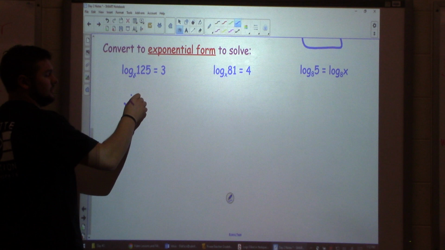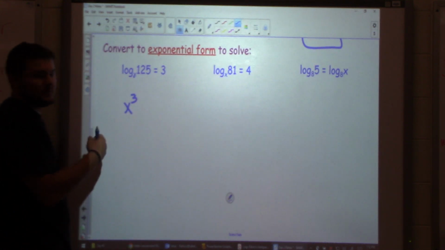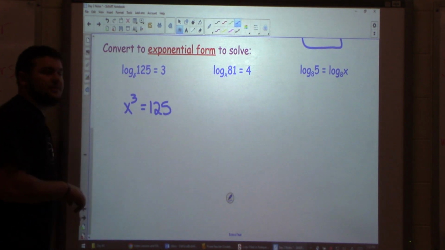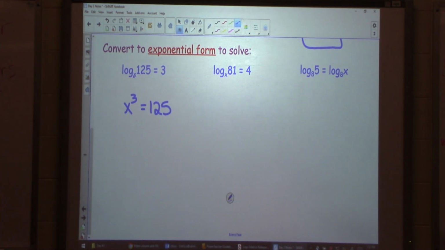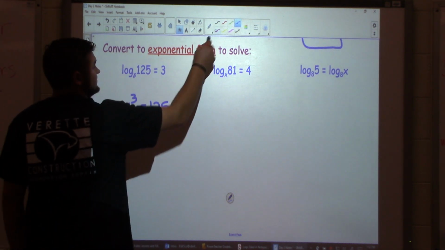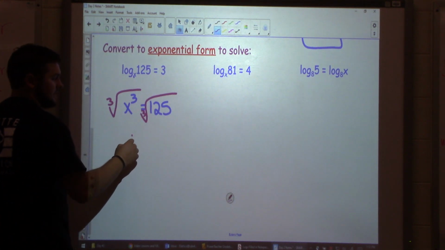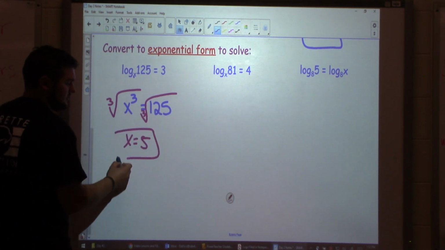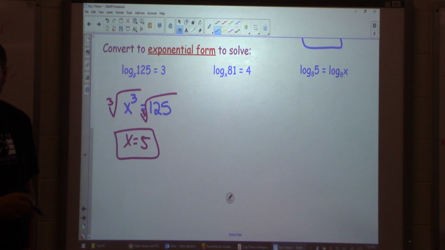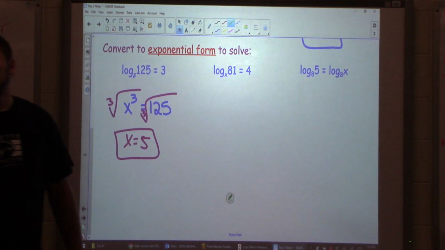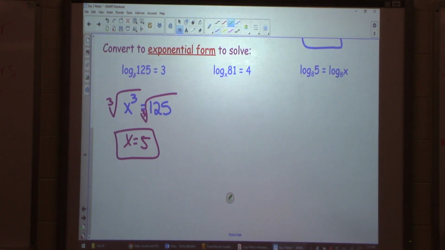Base of my log becomes base of my exponent. What my log equals becomes my exponent. And what I'm taking the log of is what my exponential equals. So I get x to the third equals 125. How do I solve that? Take the cube root, the third root of both sides. We get x equals 5. Does that make sense? Yes. We have to change forms, and then we can solve.